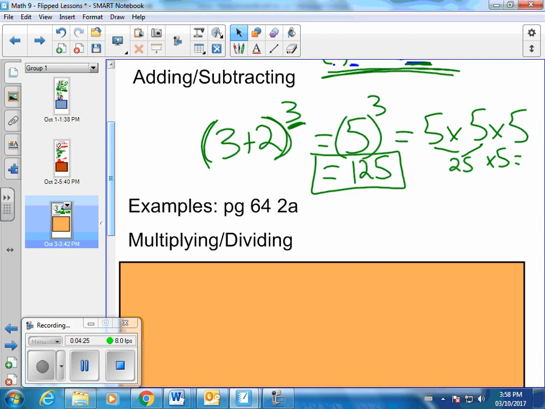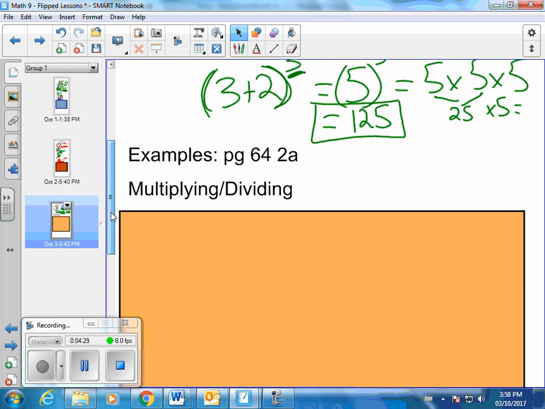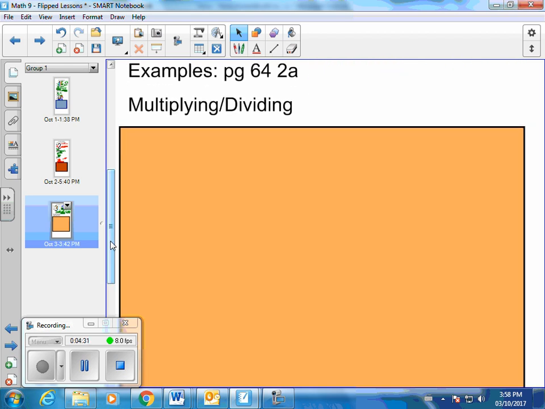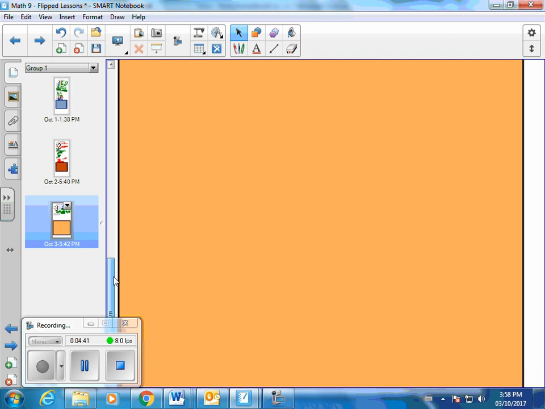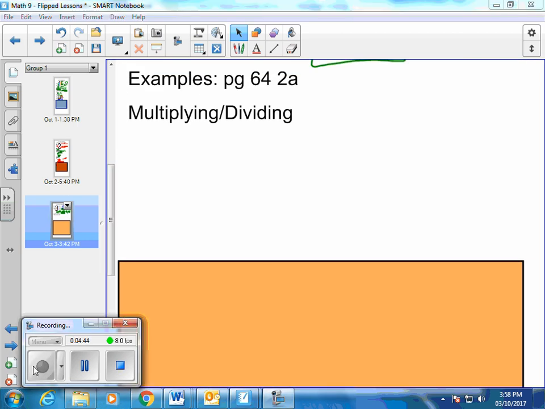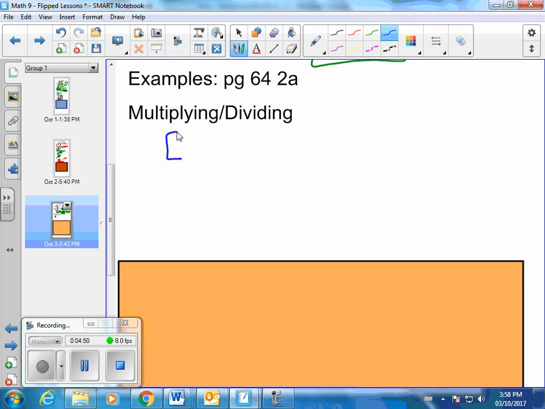Keep going a little bit further down on that page. What we look at is what happens if we have to start multiplying and dividing while we have exponents. Seems scary, it's really not. As long as we follow our BEDMAS rules, we'll be able to do this no problem. So let's look at 2A off of page 64. What they give us is a couple of square brackets. They start off with square brackets.